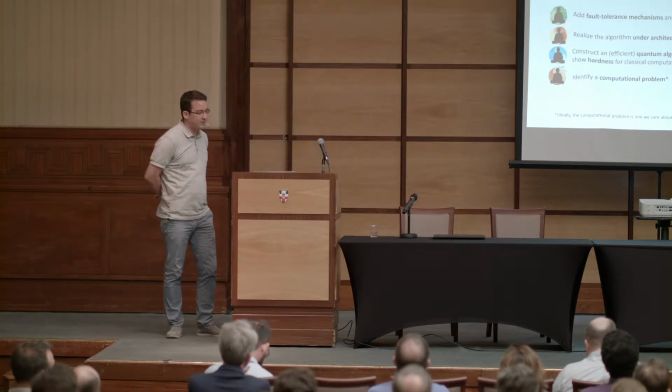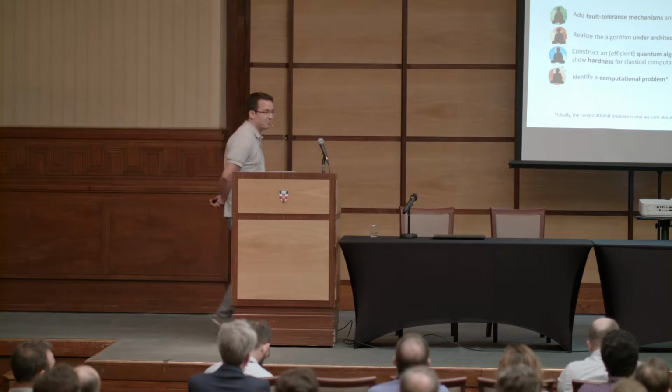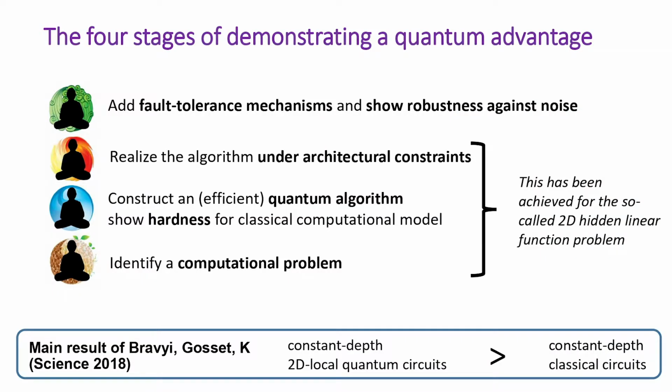First I would like to review a result which was just mentioned. It achieves these first three steps in this hierarchy, and it deals with constant depth classical versus quantum circuits. We can show that constant depth quantum circuits are strictly more powerful than constant depth classical circuits. This proof also incorporates an architectural constraint: we can deal with just a 2D geometry here.